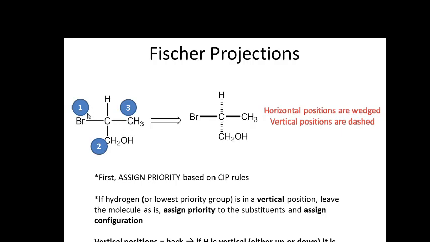So when we look at this, and we count here 1, 2, 3, we see that that is actually counterclockwise, right? So the configuration here is S. So if the hydrogen is vertical, you simply assign priority, and if the groups are oriented in a clockwise fashion, then it's R. If it's counterclockwise, then it's S.